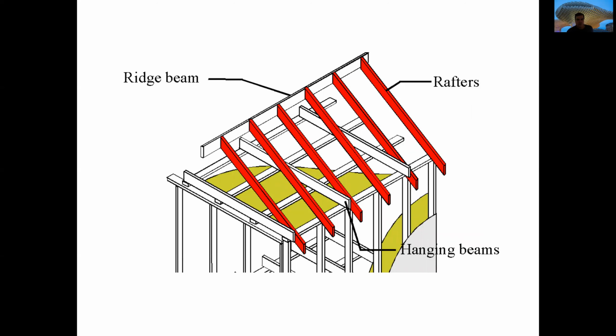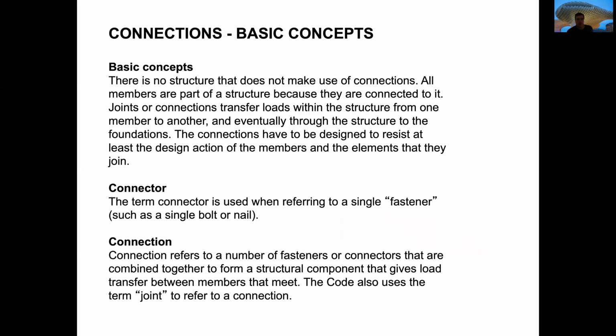For the roof, we will also have beams that will be supporting the roof, and those are called rafters. Usually they are inclined when we speak about a system made out of wood. Sometimes they have hanging beams, and in the superior part they have a ridge beam that will keep all of them together.